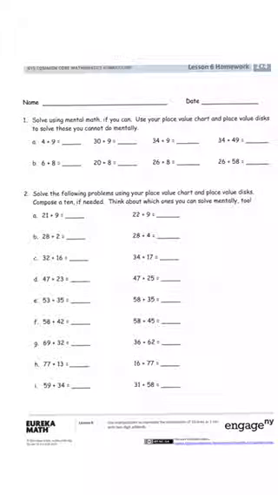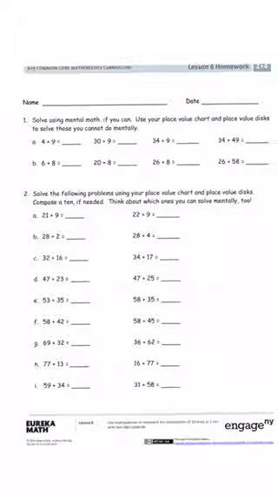So tonight's must-do problems on the front, for number 1, we're going to do letter A. For number 2, we're going to do A, C, F, and I. Right now, I'm going to talk about number 1, and it says solve using mental math if you can. Use your place value chart and place value discs to solve if you cannot. So for letter A, you are going to solve the problems.